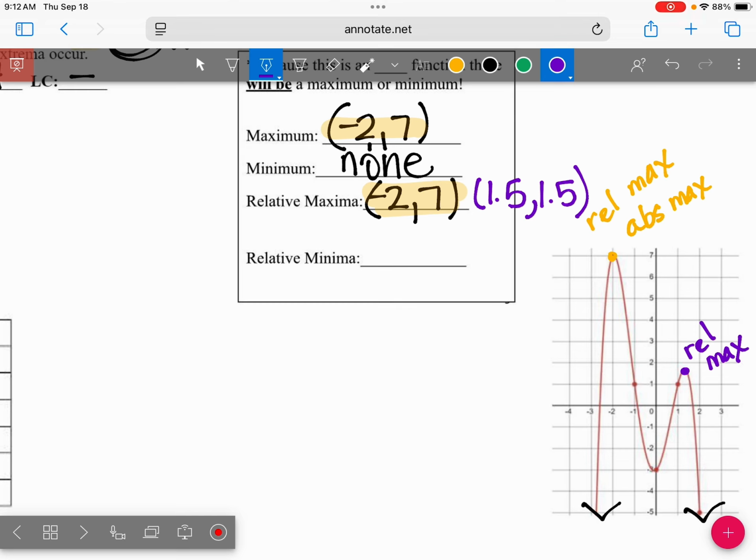All right, do we have any dips? Any valleys? Yes. Show me with your fingers how many. Yep, just one, and that would be right here. And that would be my relative min. And that is at 0, -3. Any questions?